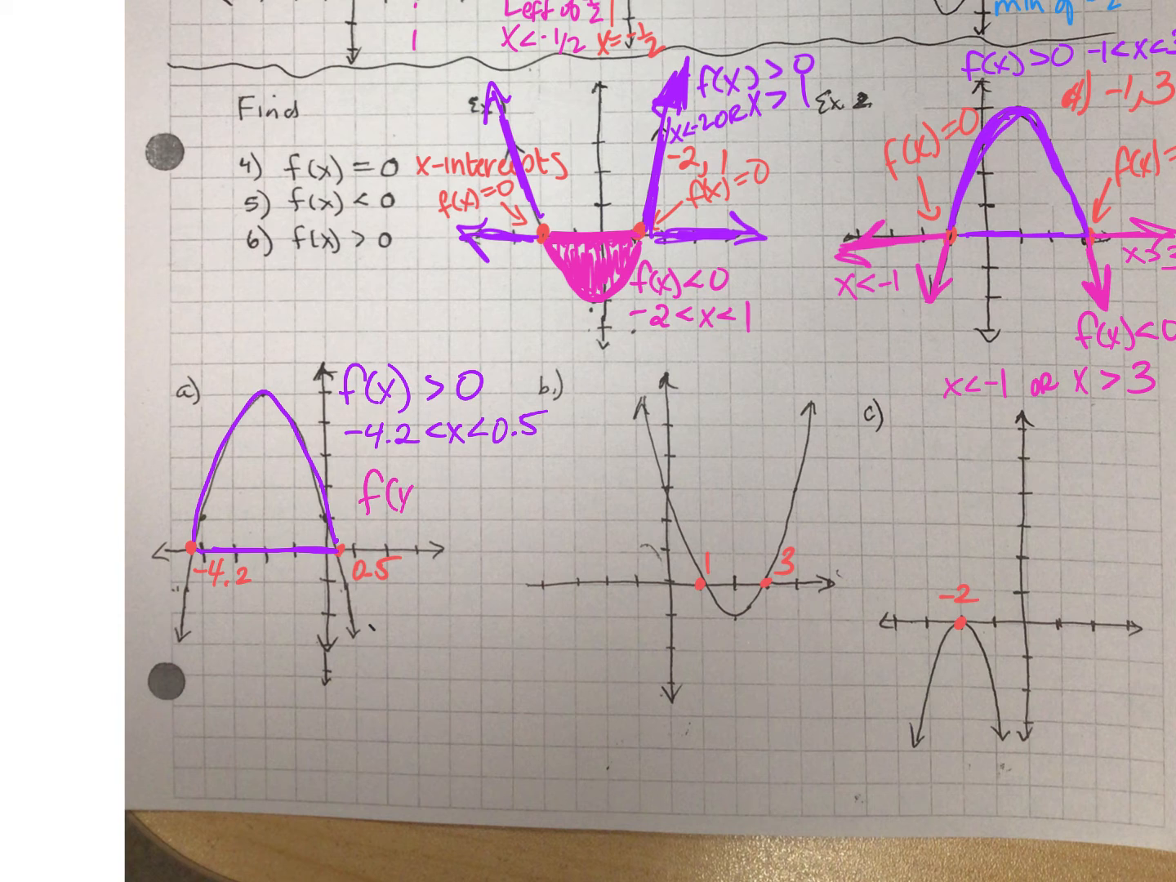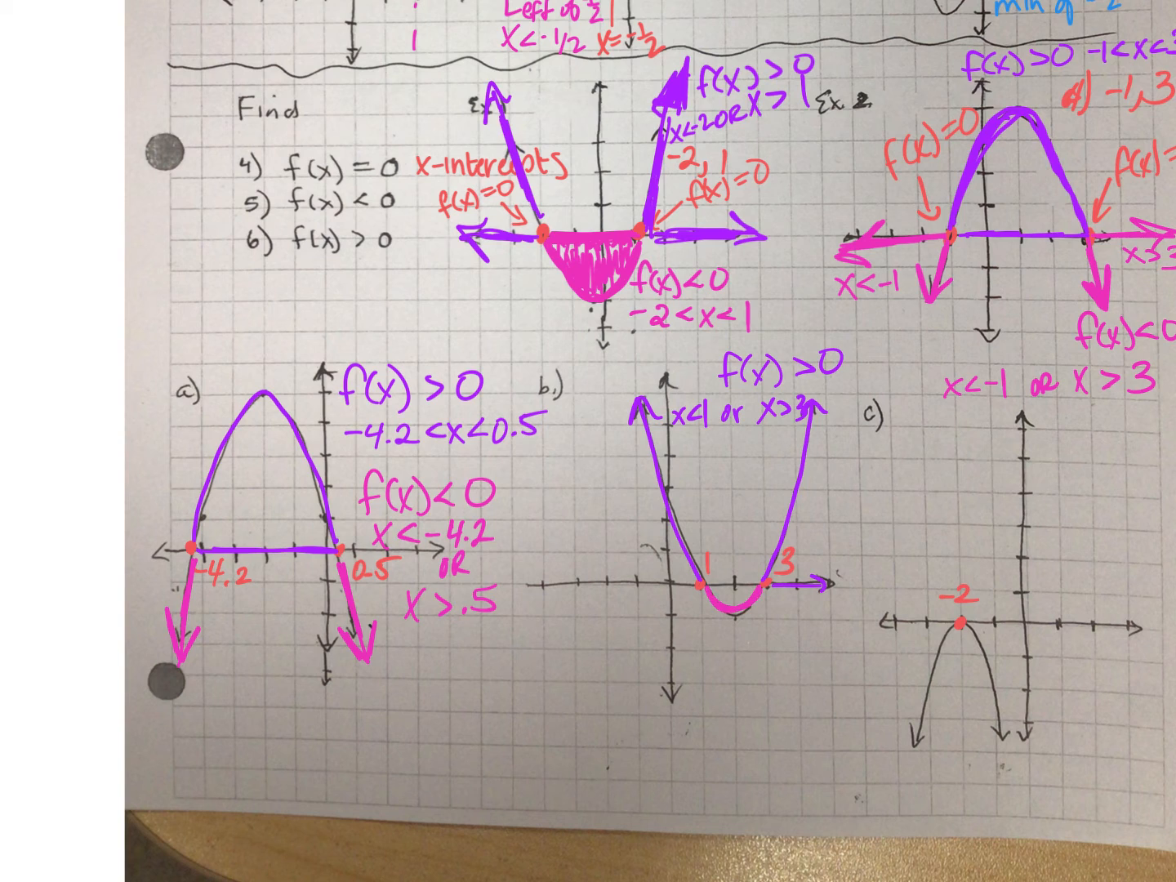Okay, what about where f of x is less than 0? Are we on A? x is less than negative 4.2, or x is greater than 0.5. Okay, so B, where is f of x greater than 0? That's this part, right? Where x is greater than 3 or x is less than 1.